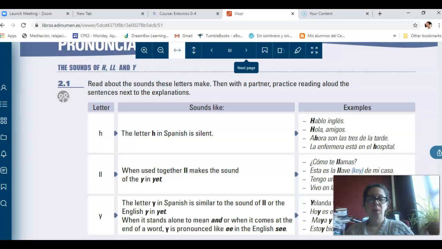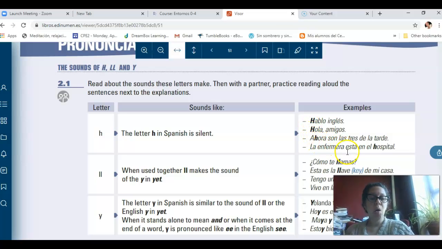Here, this is about pronunciation. I already mentioned that the H is silent. So, we are not going to say hablo. No, we are going to say hablo. We are going to forget that the H is there. It's only an ornament. We're going to use it when we're writing down the word. Okay. Hola, the same thing.